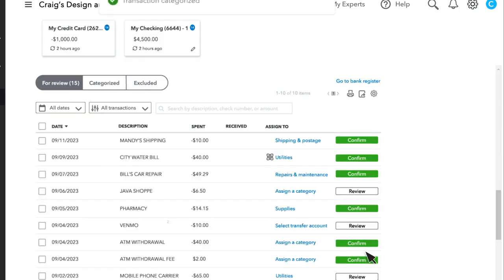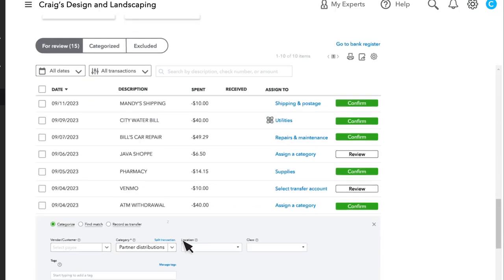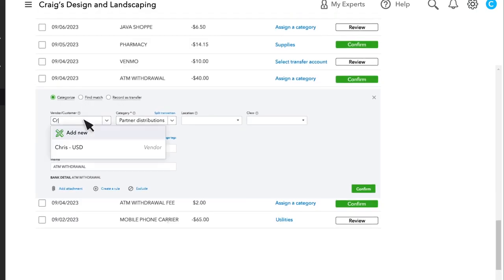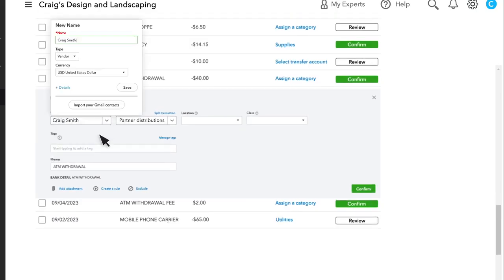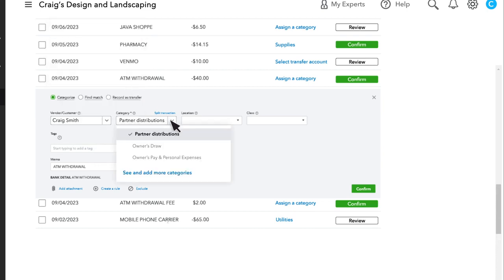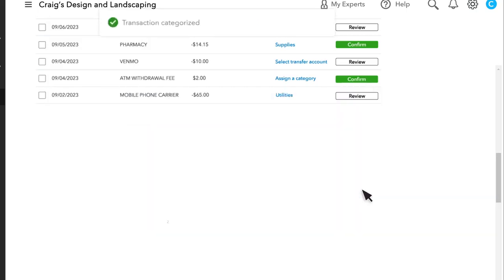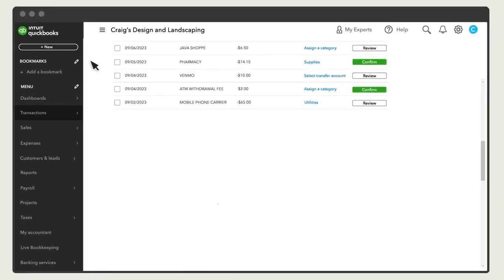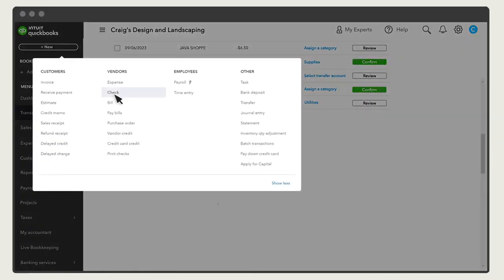Then confirm the transaction. When the owner pays themselves, the process is similar. If you don't see the owner's name, add them as a vendor. If the money was transferred from a business bank account to the owner's personal bank account, use an Owner's Draw equity account. If you prefer to write a check to the owner, select New, Check.